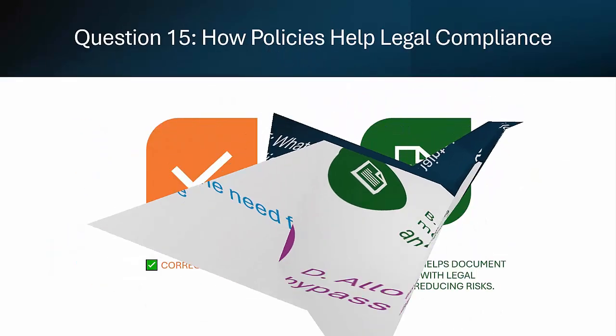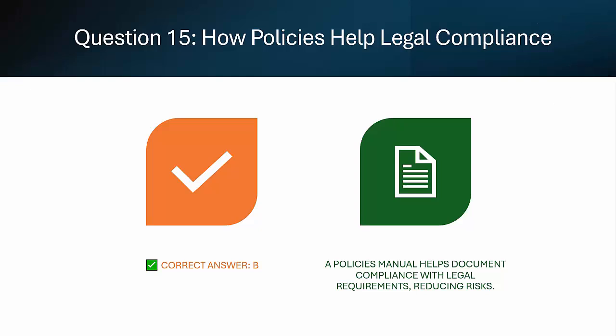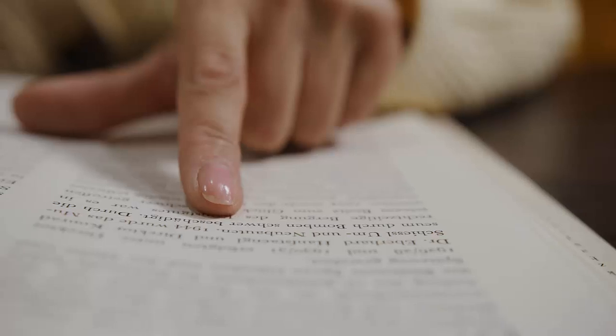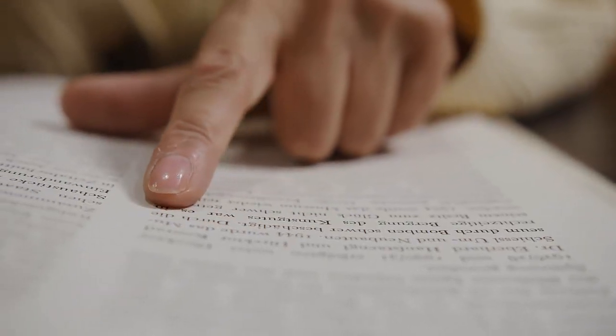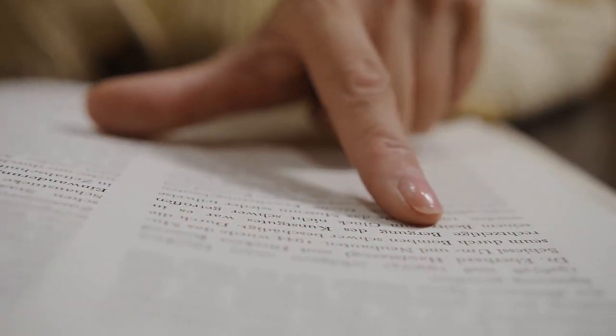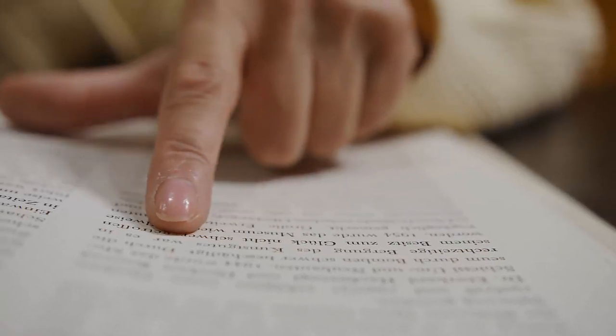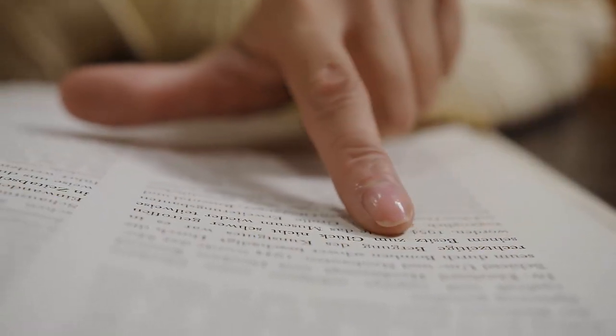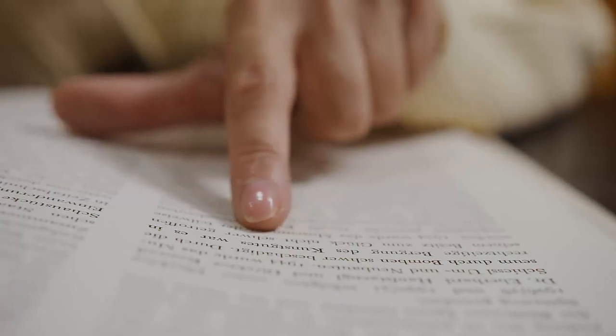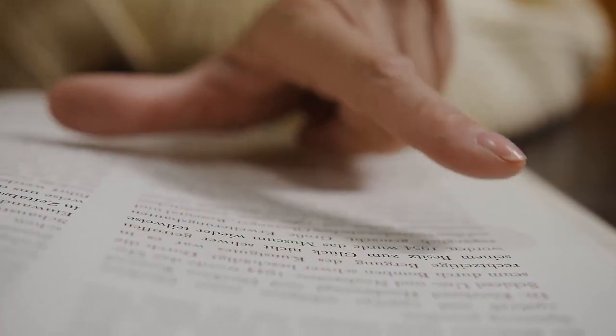Correct answer B. Helps document compliance with laws and regulations. Why? A well-maintained policies and procedures manual helps ensure that a company follows laws and regulations, e.g., health and safety rules, labor laws, anti-discrimination policies. It also serves as evidence that the company has made efforts to comply with legal requirements.